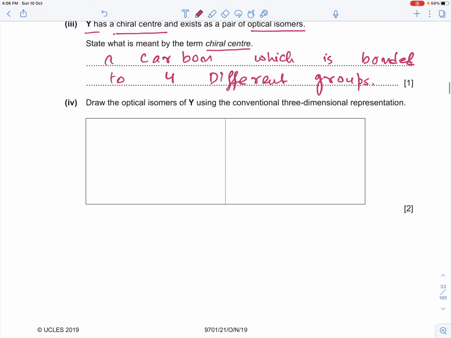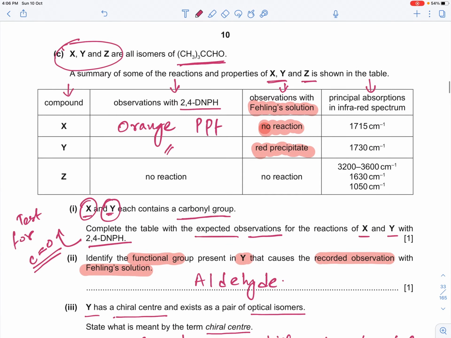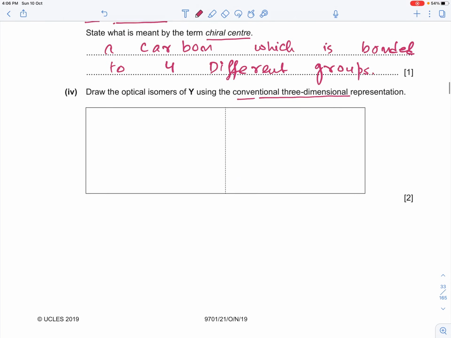Alright, now the next part is to draw the optical isomers of Y using the conventional 3-dimensional representation. So now we have to draw the optical isomers of Y. For Y we have this information that Y is the isomer of this compound, and Y contains an aldehydic group and it is optically active. That means it has a chiral center.